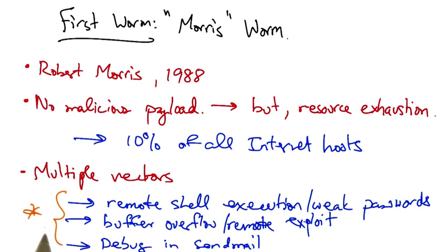A key theme that we'll see in the design of other worms is this use of multiple vectors. Now, any particular worm may end up using a different set of vectors depending on the remote vulnerabilities that it's trying to exploit. But the idea that any worm should be able to exploit multiple weaknesses in a system gives it more ways to spread and often also speeds up the propagation of the worm.